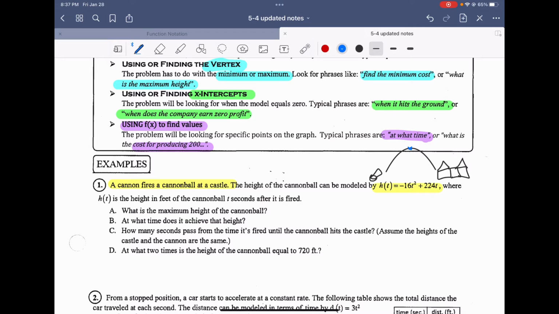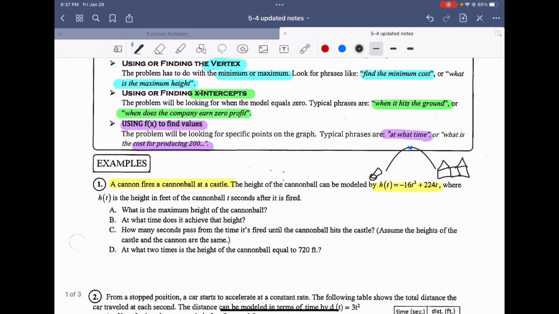And when it says the height, that's the h of t part. So that's going to be the y value of our vertex. So y value of vertex. All right.